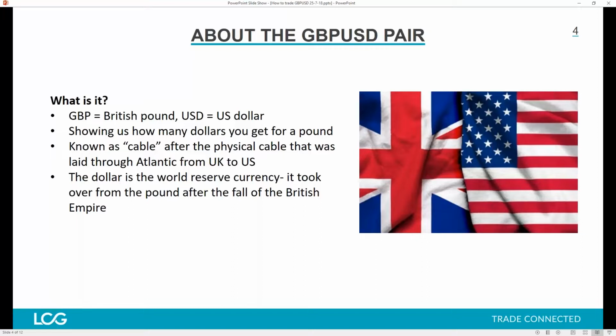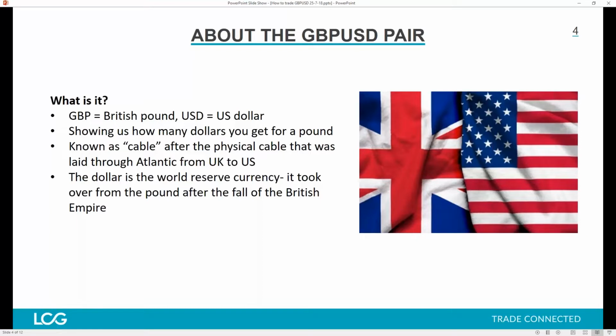It's known as cable, and that's just a historical thing after the physical cable that was laid down through the Atlantic to help communications between the UK and the US. It's thanks to that cable and the embracement of technology at the time that it was the most popular foreign exchange transaction.